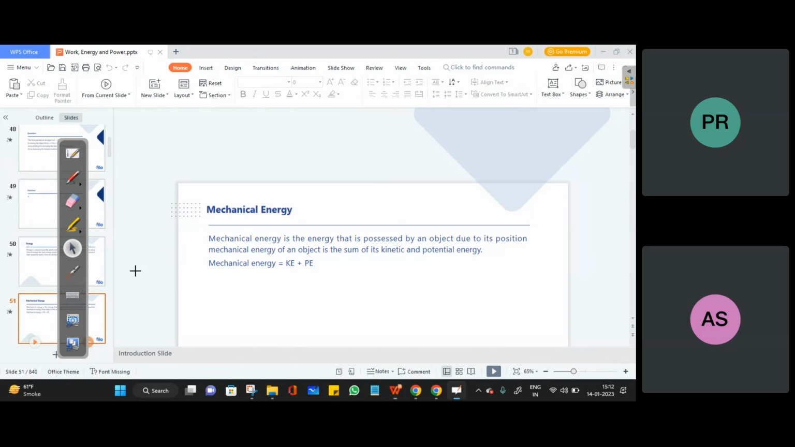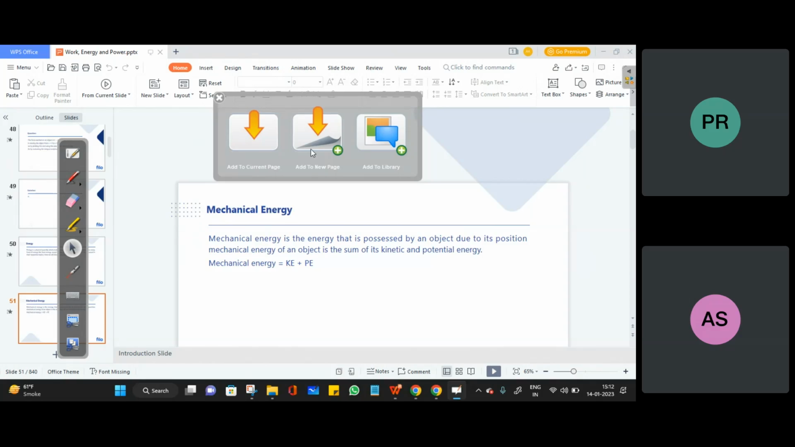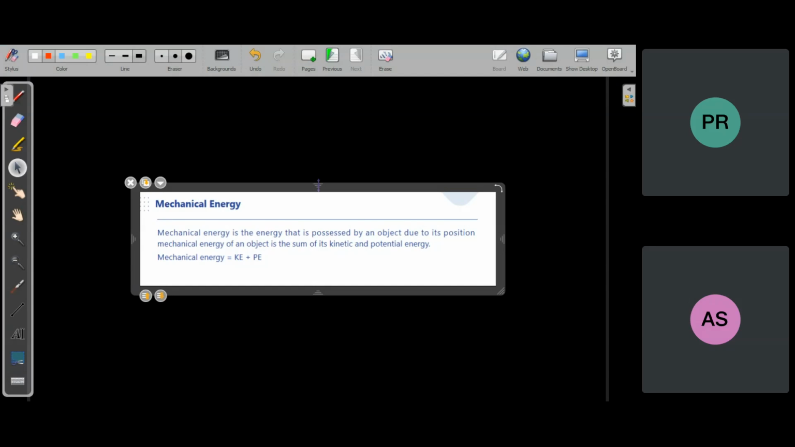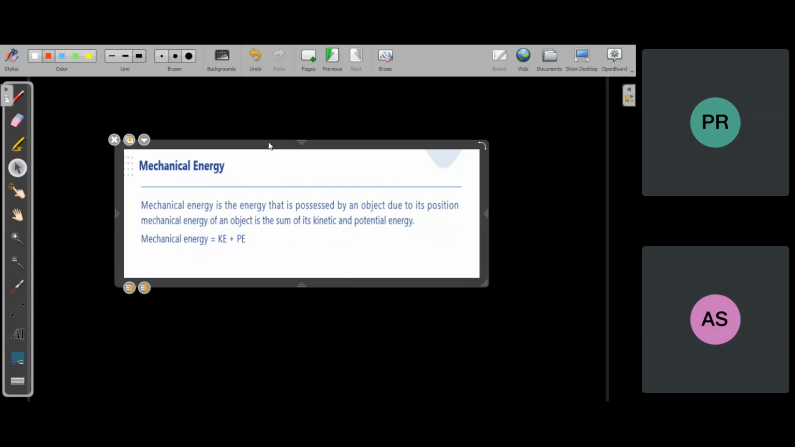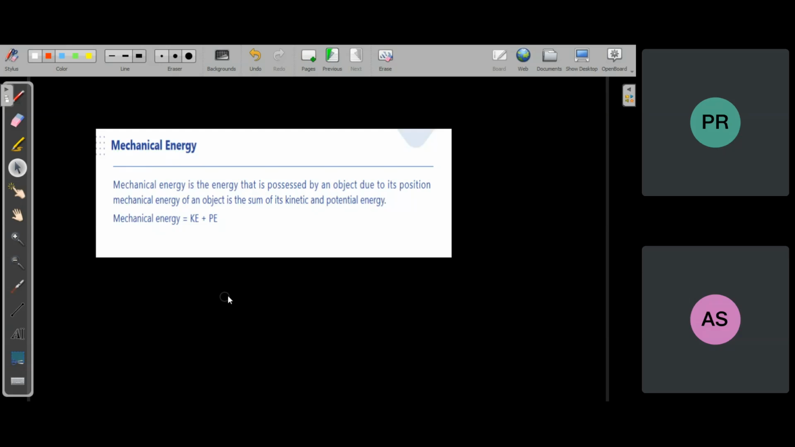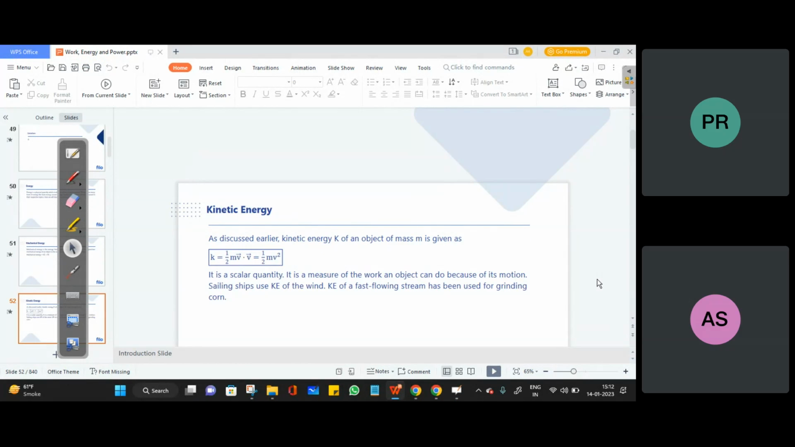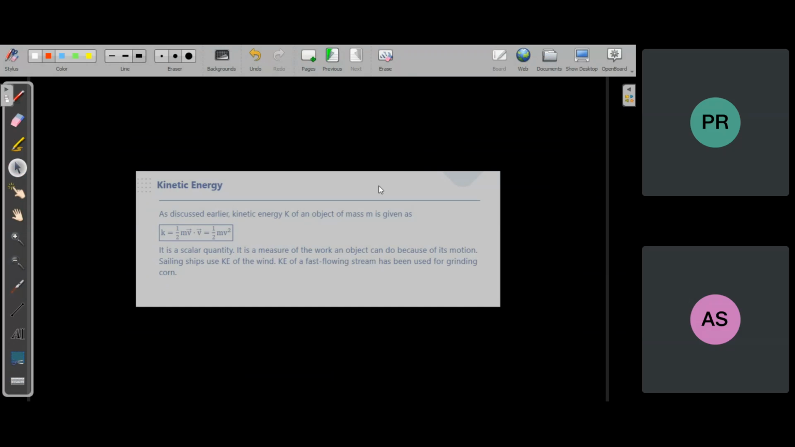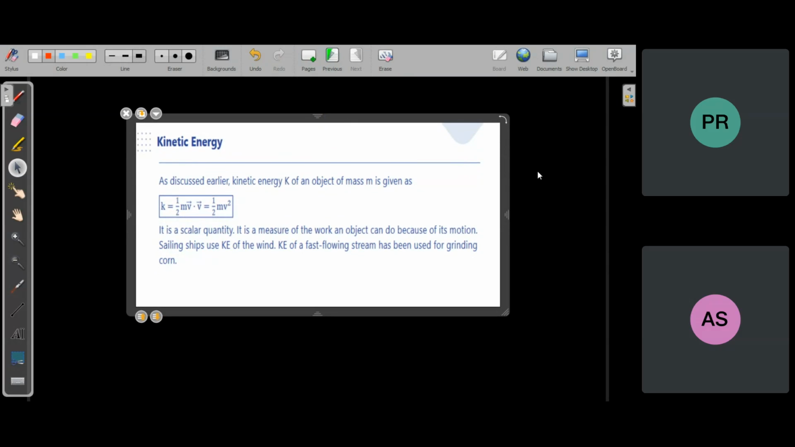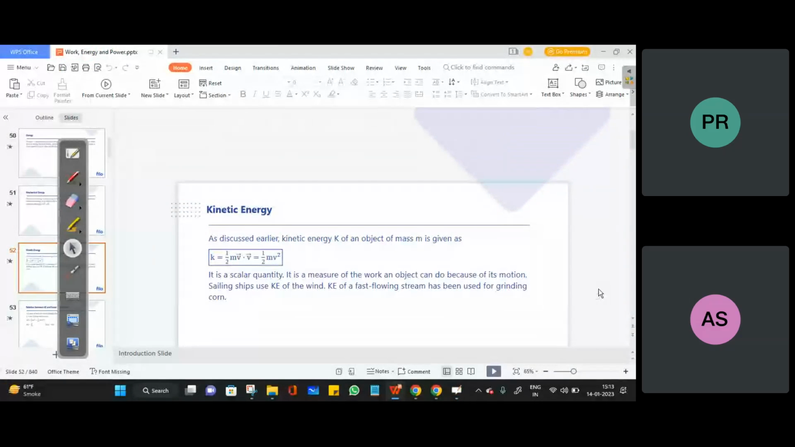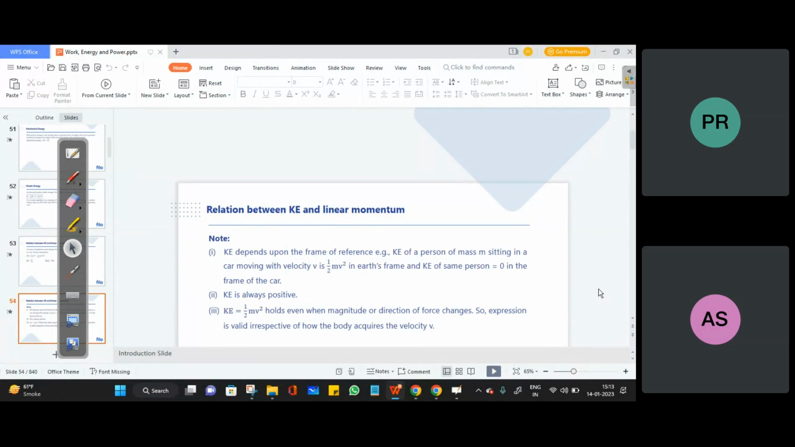Okay. So now let's talk about mechanical energy. Mechanical energy of a body or a system is simply the sum of total kinetic energy plus total potential energy. Sir, what is potential energy, sir? So we are going to talk about that. Till now we have not covered potential energy. I just gave you a formula, but now we'll see. Kinetic energy we already discussed in the last class.